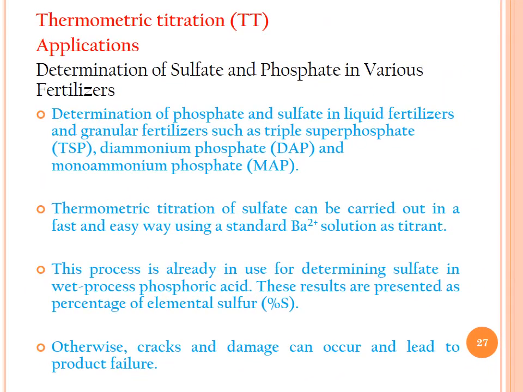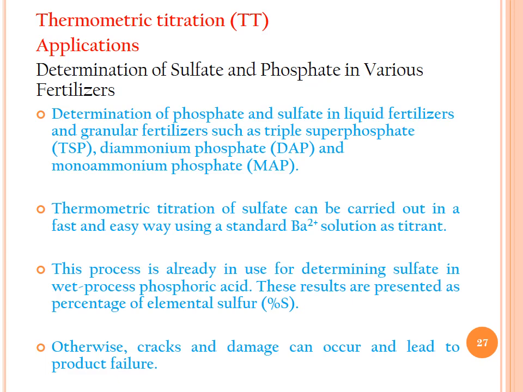Also, let's see another application: determination of sulfate and phosphate in various fertilizers. Determination of phosphate and sulfate in liquid fertilizers and cumulative fertilizers such as triple superphosphate (TSP), diammonium phosphate (DAP), and monoammonium phosphate (MAP). Thermometric titration of sulfate can be carried out in a fast and easy way using a standard barium solution as titrant.